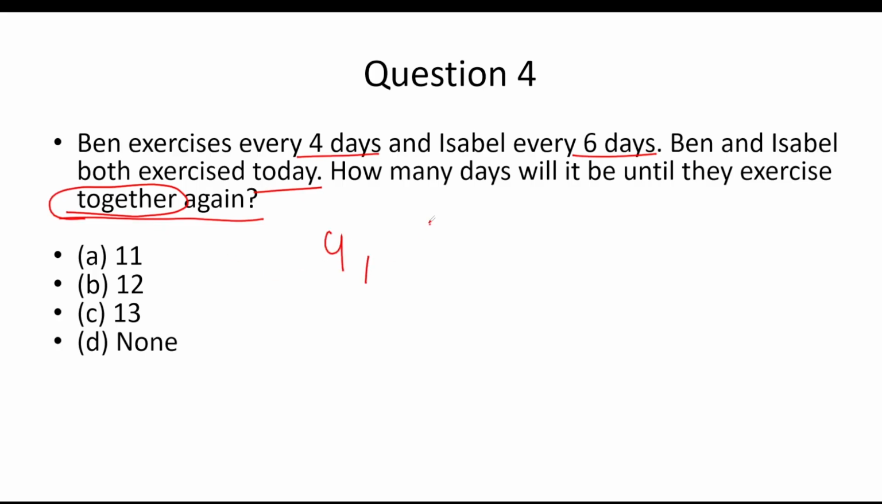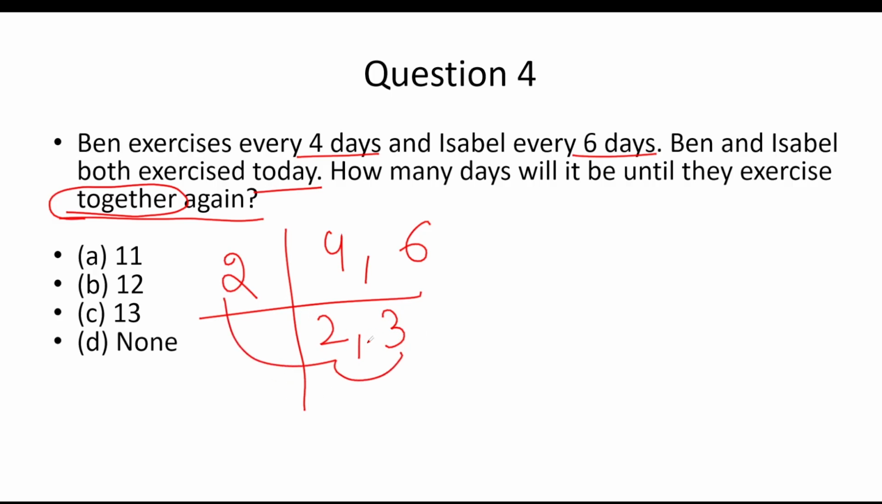So what is the LCM of 4 and 6? How we calculate LCM? Okay, just take the prime factors. Here it is 2, 2 here, 3 here. Now nothing divisible, so just multiply all the things. 2 into 2, 4, 4 into 3, 12. So after 12 days, they will meet again and they will exercise again together.